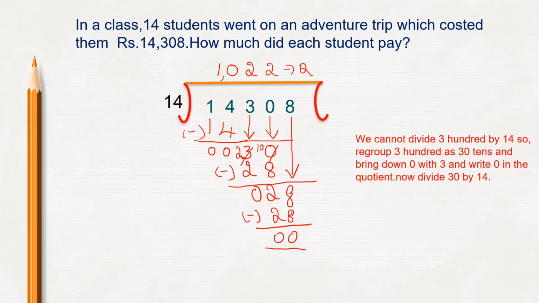So here, what did we do? Here we could not divide 3 by 14, right? So we regrouped 3 with 0. So it became 30, right? Then we divided 30 by 14, and we should not forget to write 0 in the quotient place when we are bringing down two digits. Yes?